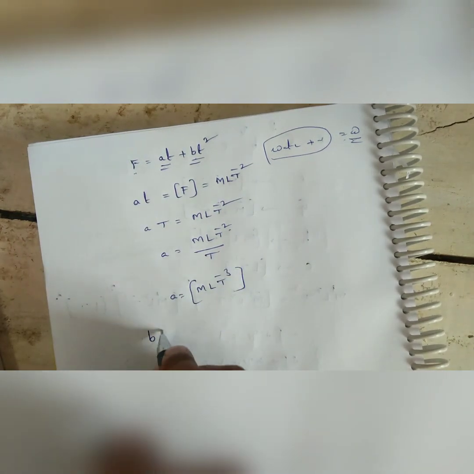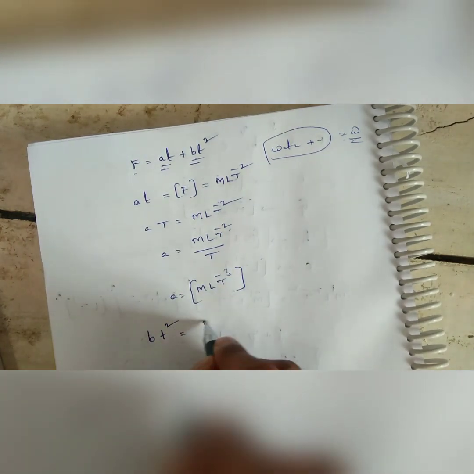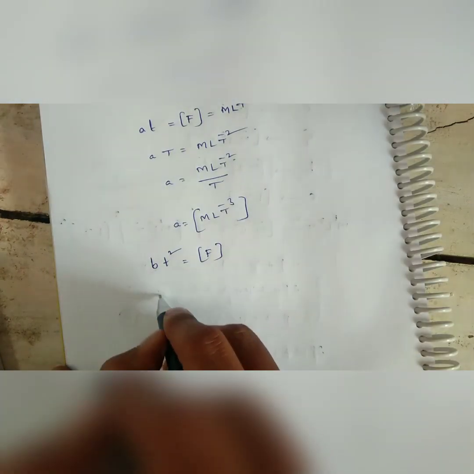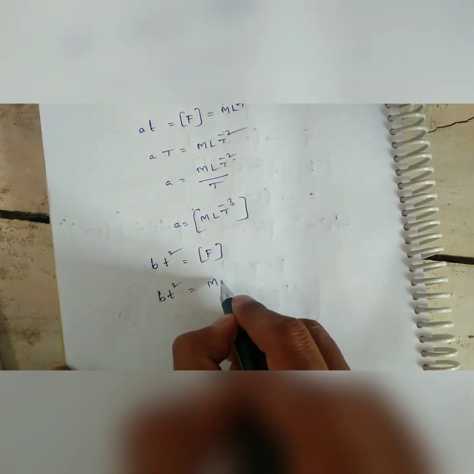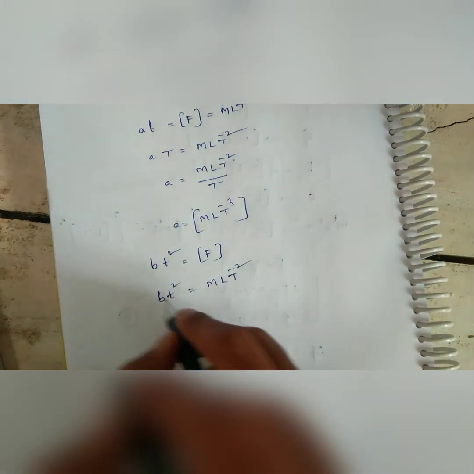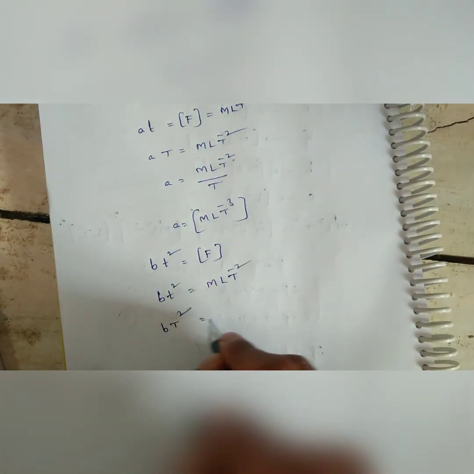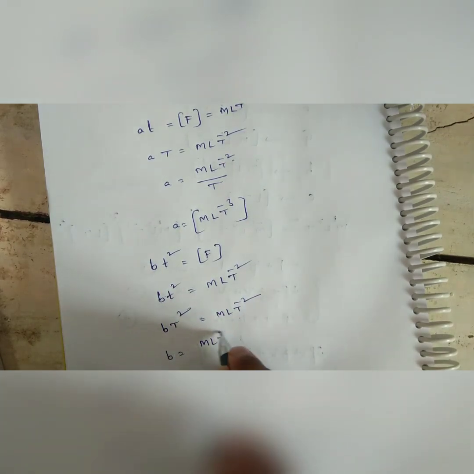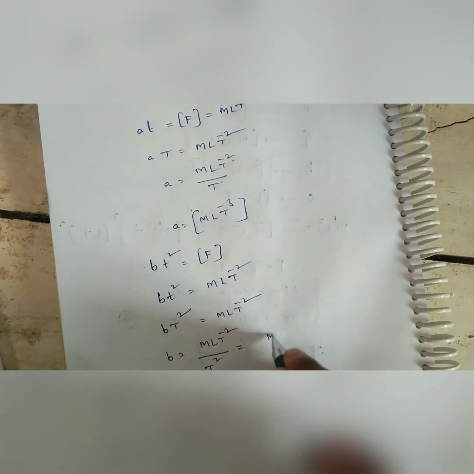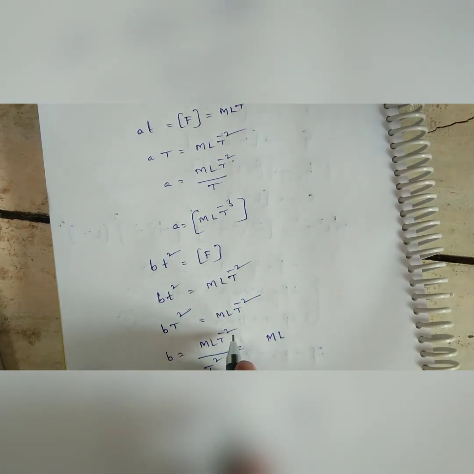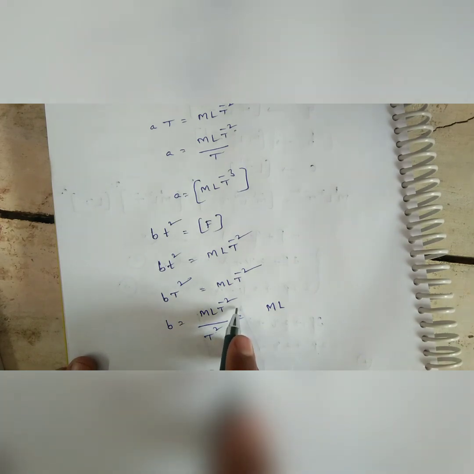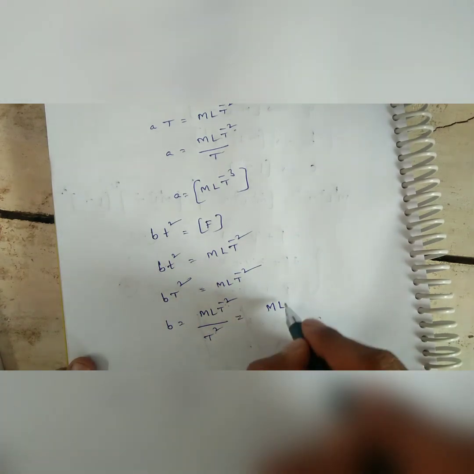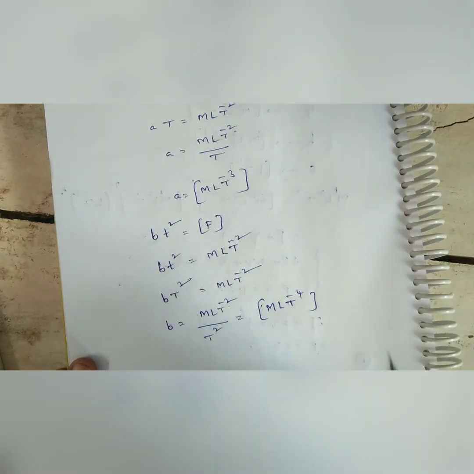Whereas BT square also has the dimensional formula equal to force. Then BT square is equal to the dimensional formula MLT minus 2 for the force. T represents the time, just now I said that. BT square is equal to MLT minus 2. Then B is equal to MLT minus 2 by T square. If T square goes to numerator, T power minus 2, and minus 2 is already present, so minus 4. So A has the dimensional formula MLT minus 3 and B has the dimensional formula MLT minus 4.